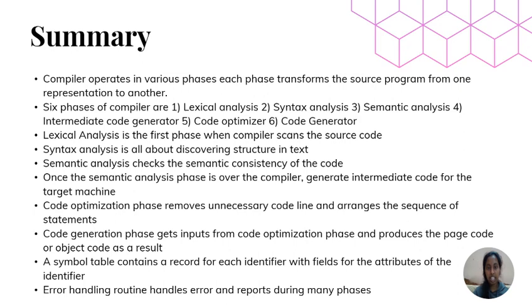Once the semantic analysis phase is over, the compiler generates intermediate code for the target machine. The code optimization phase removes unnecessary code lines and arranges the sequence of the statements. The code generator phase gets input from the code optimization phase and produces the target code or object code as the result. A symbol table consists of a record for each identifier with fields for the attributes of the identifier. The error handling routine handles errors and reports those found during the many phases.